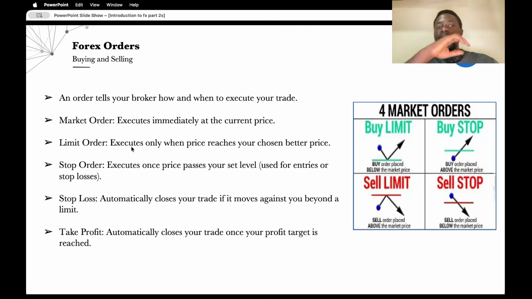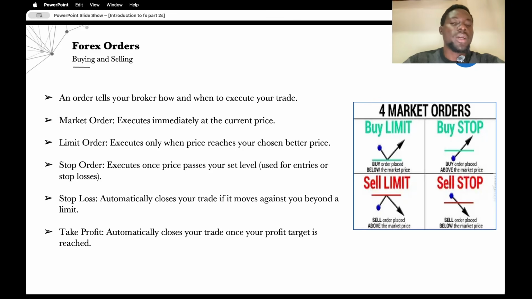But then an order tells your broker how and when to execute your trade. Do you understand? So market order. When you place a market order, that means you are watching the market closely. You are watching the market, and then you decide you are going to buy. So immediately you press buy, your broker executes your order immediately at the current price that you press buy at. Sometimes due to network errors and all those things, it might not fill immediately.